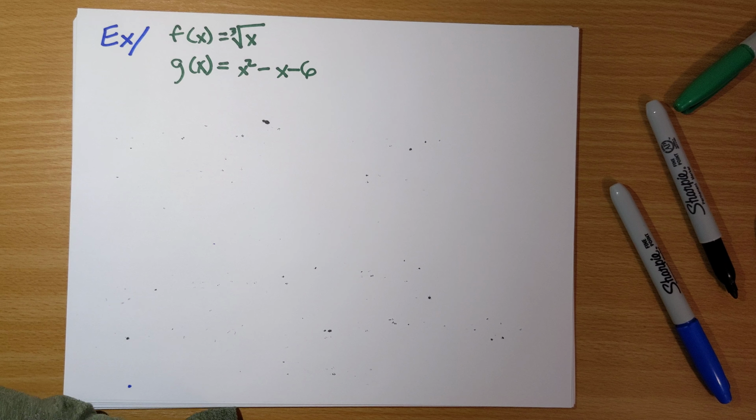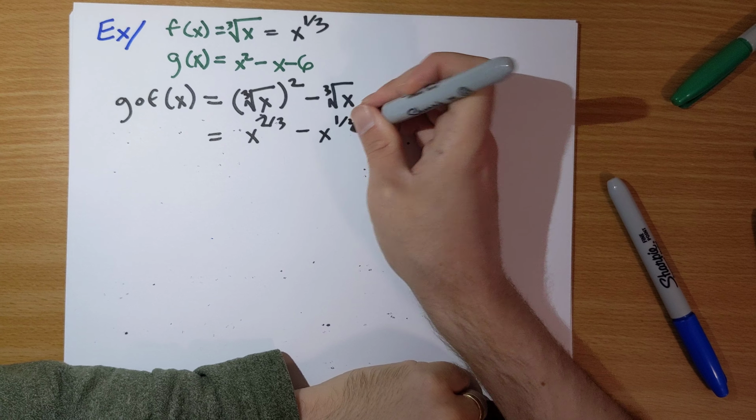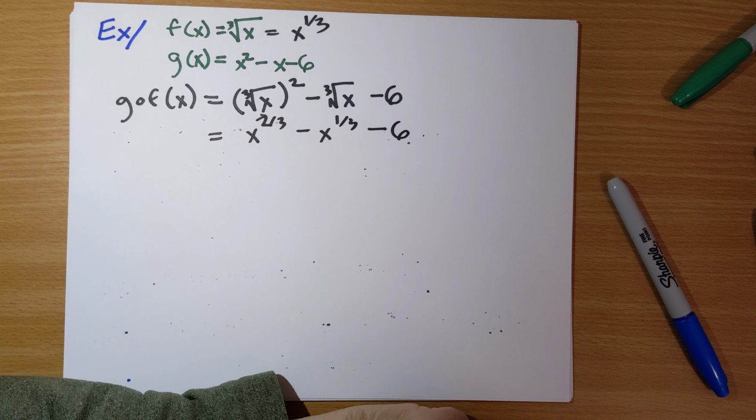Of course, the cube root of x is x to the 1/3. So the cube root of x squared is x to the 2/3, minus x to the 1/3, minus 6.